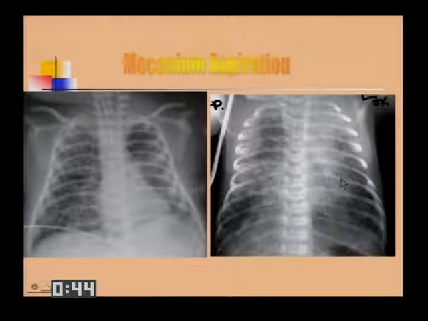Since they're term, 80% of them will have an ossific nucleus up in their humeral head. People are trying things like surfactant to see if they can wash out the lungs. Sometimes they put on extracorporeal membrane oxygenation while the lungs clear themselves out.